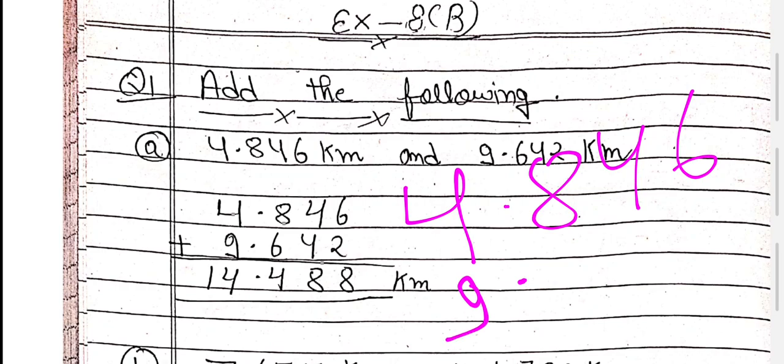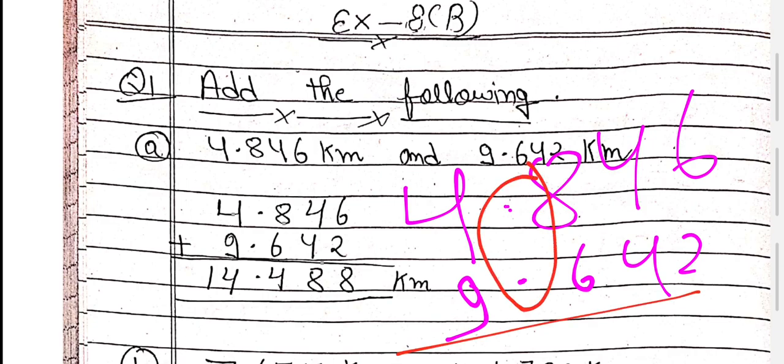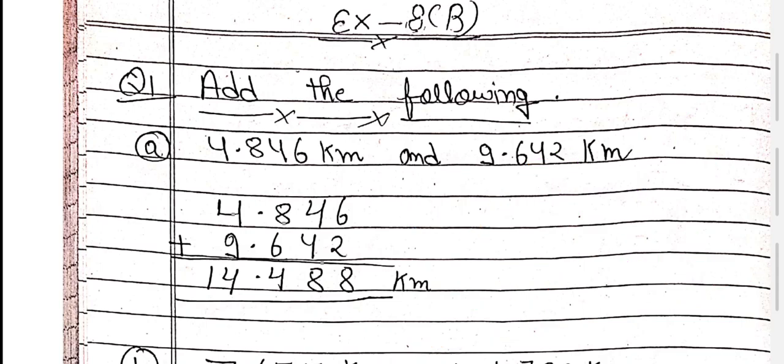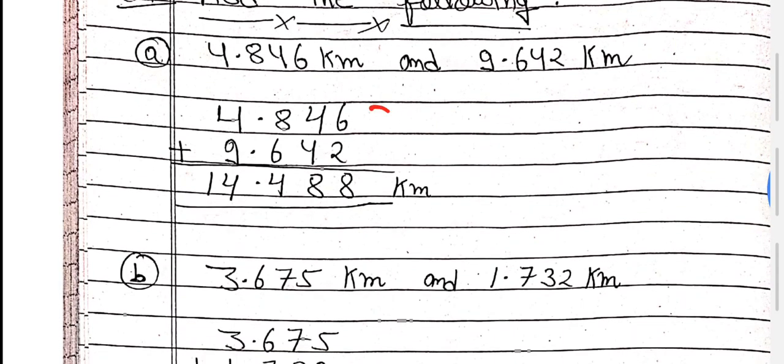Now before the decimal here 9 and here 642. So you have to write the number in such a way that the decimal comes just below the decimal. Now simply add: 6 plus 2 is 8, 4 plus 4 is 8, 8 plus 6 is 14, write 4 and carry 1, and 9 and 4 is 13, and carry 1 makes 14. So it becomes 14.488. The decimal always comes in a straight line.